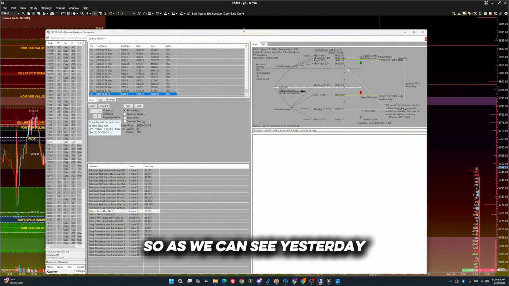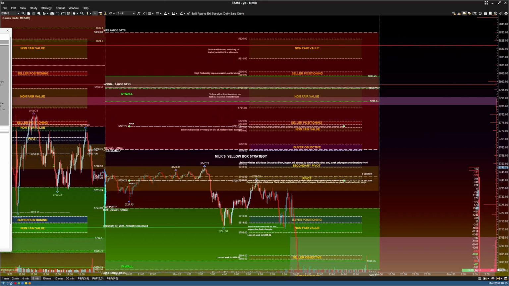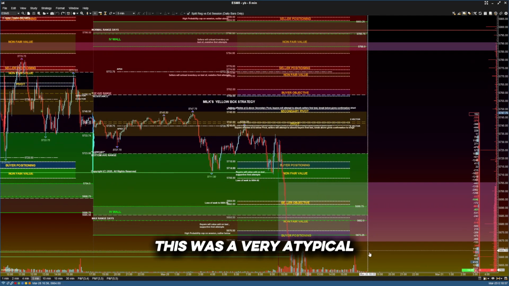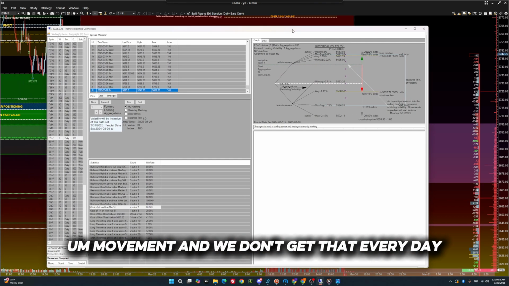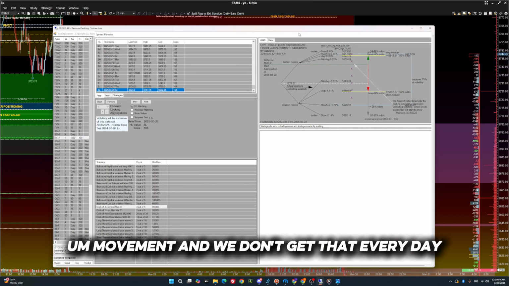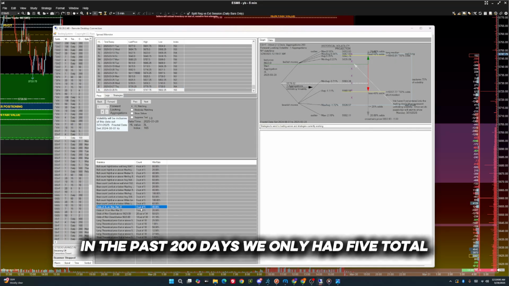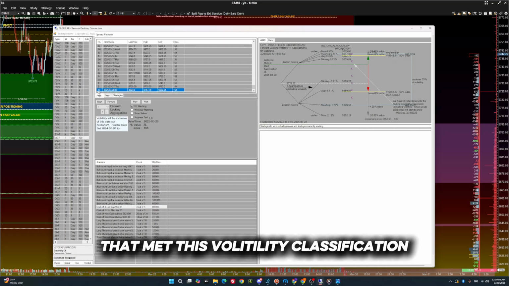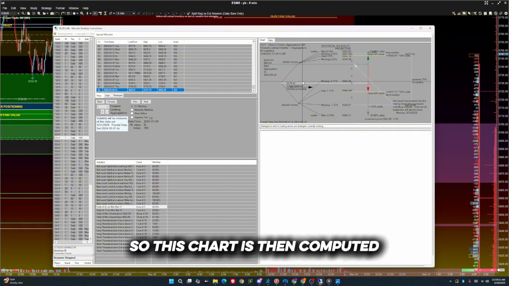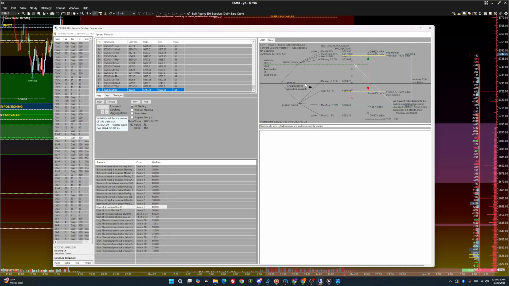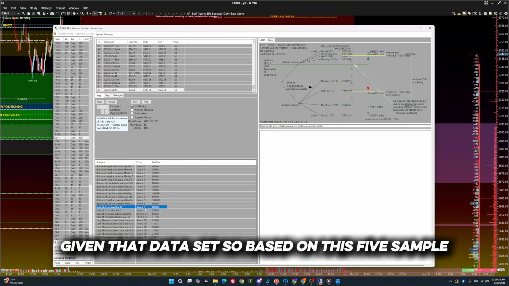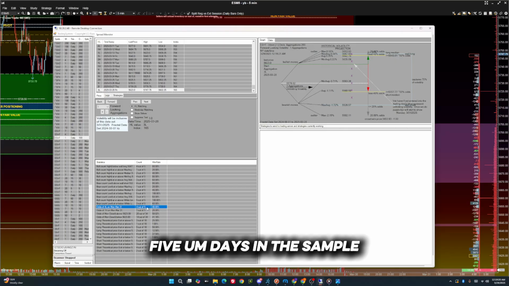So as we could see yesterday, this was a very atypical movement, and we don't get that every day. In the past 200 days, we only had 5 total that met this volatility classification. So this chart is then computed based off of probabilities and odds given that data set. So based on these 5 days in the sample, this white line right here, this is called the apex, right?